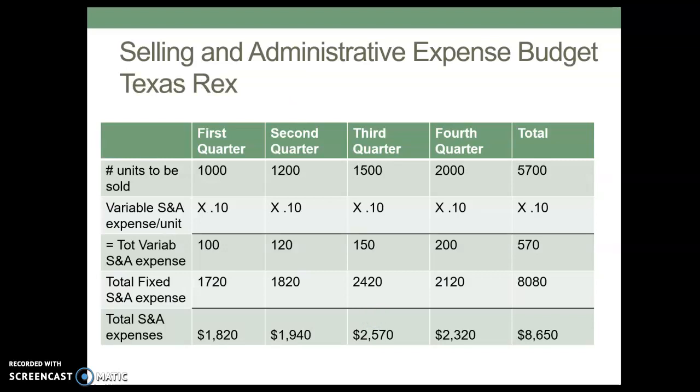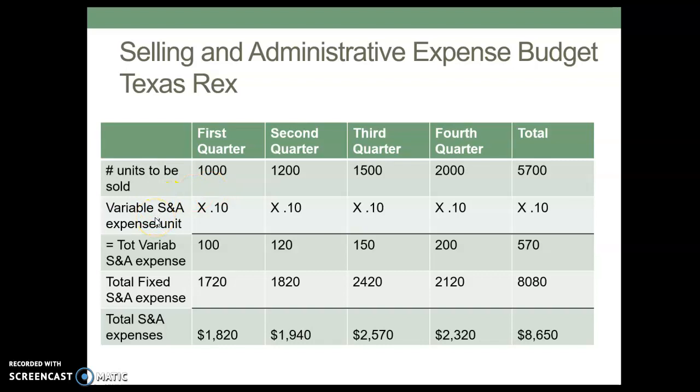So here we're looking at the number of units to be sold, not the number of units to be made, but the number of units to be sold. Be very careful when you're talking about the units, whether you're talking about those that are sold or those that are made. So this came from our sales budget, how many we were going to sell each quarter, and that we were going to sell 5,700 shirts for the year.